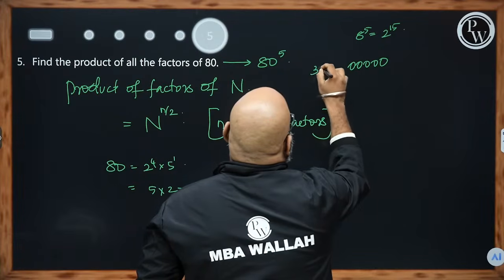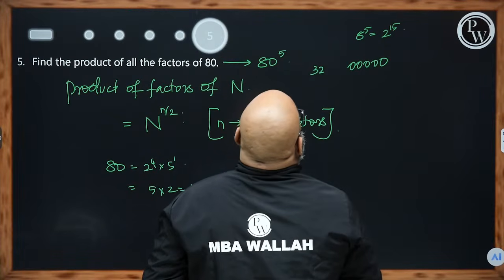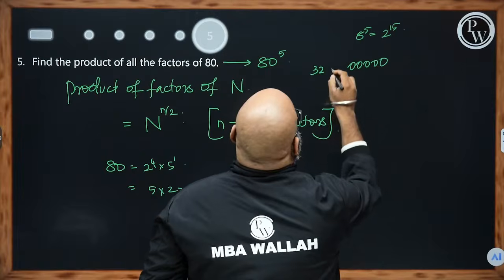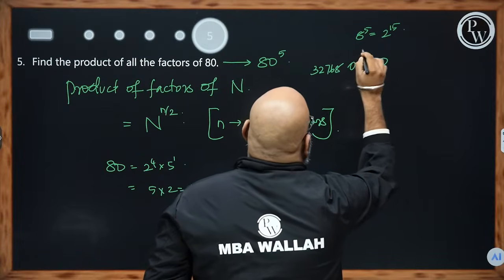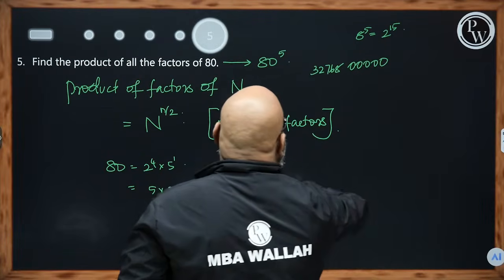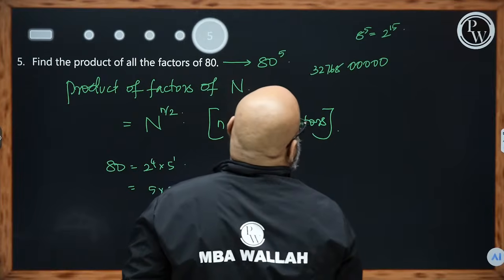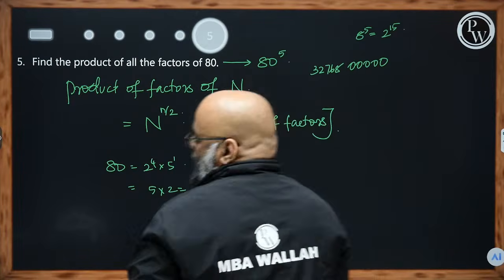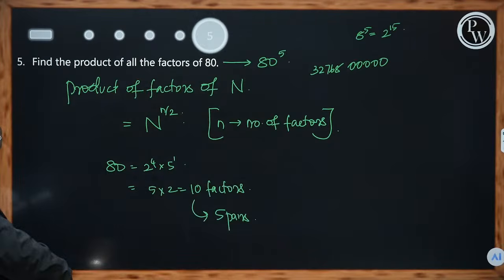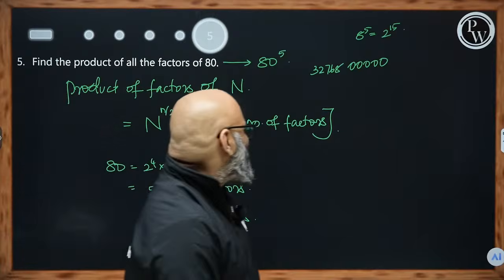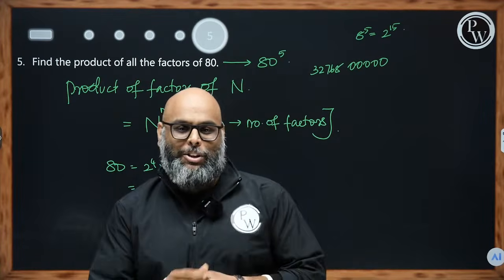32,000... 536... 768. Am I correct? 3276... 768. 768. Bingo. I'm good. I haven't lost. I'm still worthy.